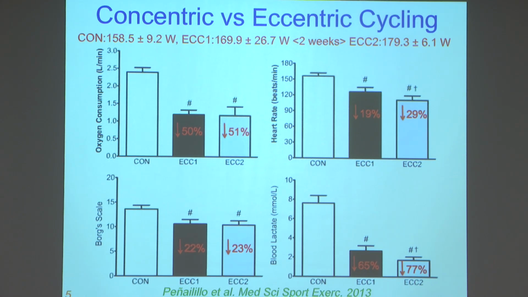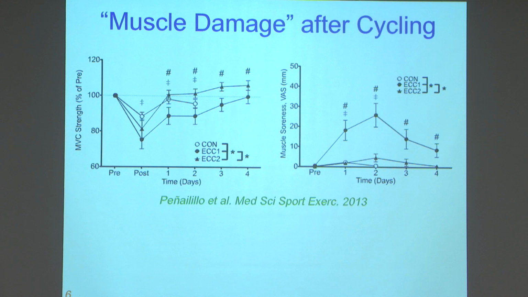When we repeat the same exercise 2 weeks later, it is the same thing. Oxygen consumption is still half. But heart rate is a little bit lower than the first time, and lactate is also much lower. However, this eccentric exercise induces some damage to the muscle.